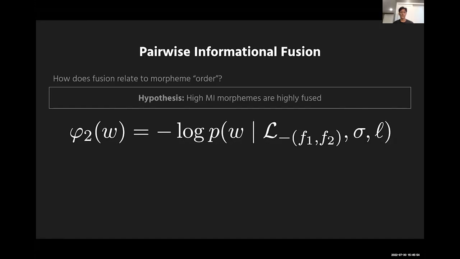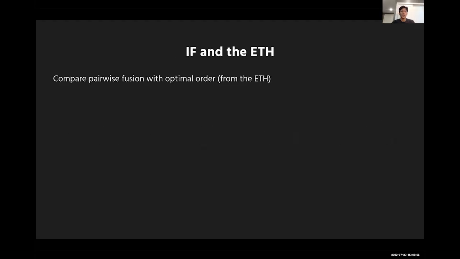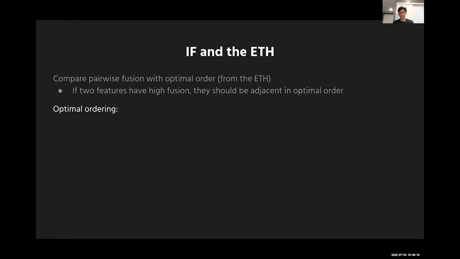To look at this, we used a measure called pairwise fusion, which, again, I'm not going to go into the specifics of. You can see that more in the paper. But essentially, this gives us a value of fusion for any two given features in a language. So we compared pairwise fusion with optimal ordering from the ETH. And if two features have high fusion, they should be adjacent in optimal ordering, or at least very close to one another. So to determine this optimal ordering, we used data from Universal Dependencies.